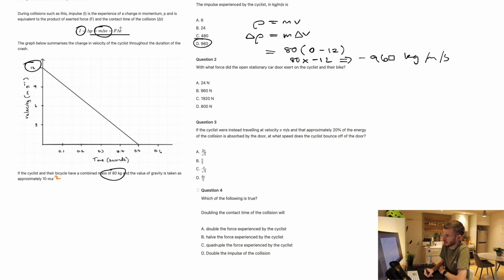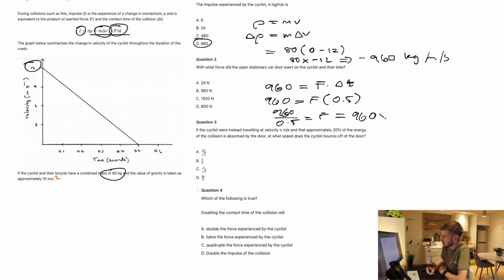So here we've got force in this part of the formula, so we can say, well, if we know the impulse is 960, we can equate that to force times delta t, and the delta t is given in the graph. The crash exists for half a second. So that would be 960 is equal to F, make that look a little bit more like a t, F times 0.5, and we can divide the 0.5 across. Dividing by half is equivalent to multiplying by 2, so it becomes 960 times 2, and then that would give us 1920 newtons, just like that. We get option C.